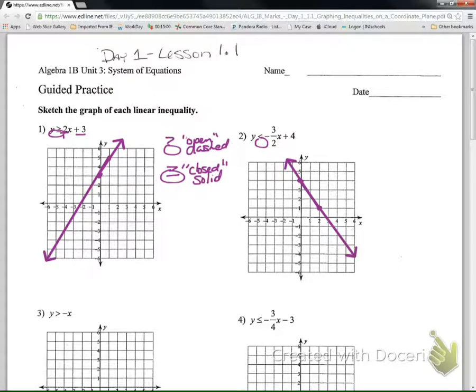Now what makes this one different from example 1 is that I do not have the equal to sign underneath my less than sign. So what I will need to do is turn this into a dashed line. You can do this one of two ways.